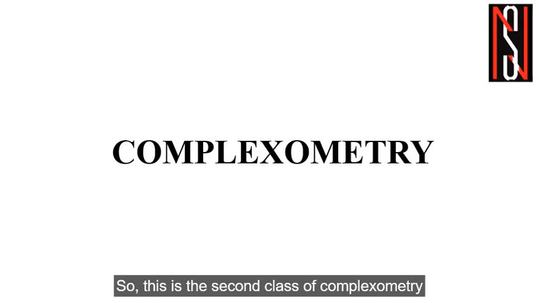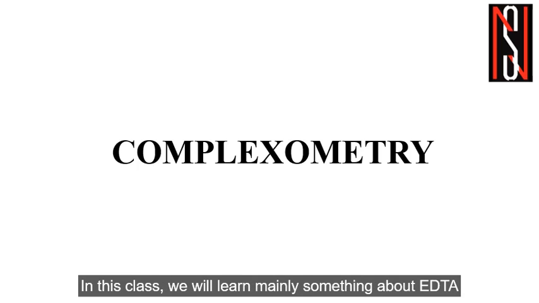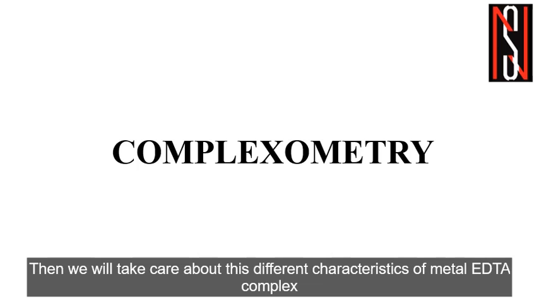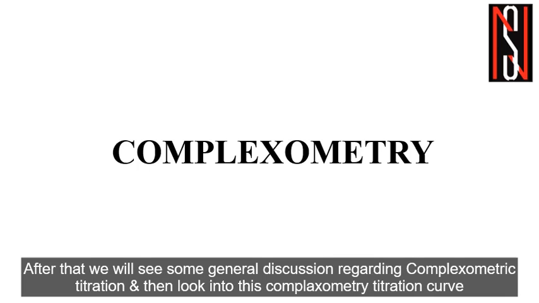So this is the second class of this complexometry, and in this class we will learn mainly about EDTA. Then we will take care of the different characteristics of the metal EDTA complex. After that we will see some general discussion regarding complexometric titration, and finally we will look into the complexometric titration curve.